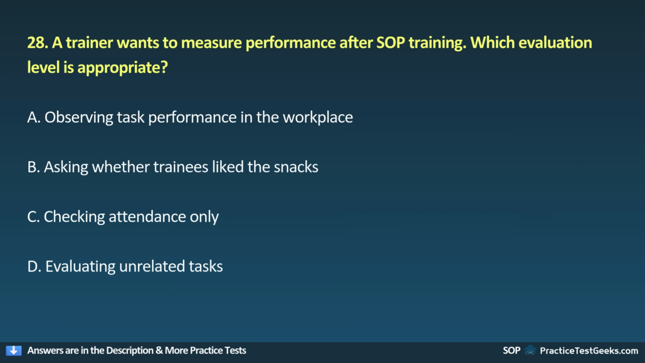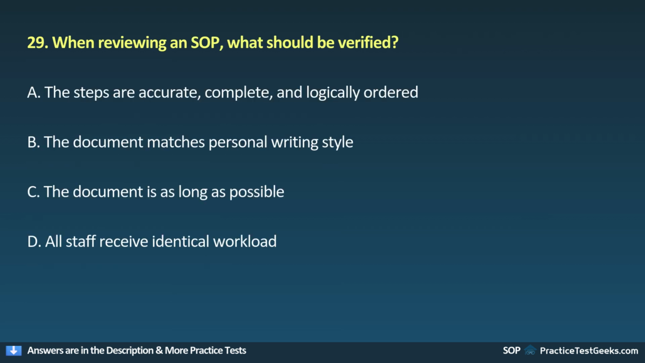A. Observing task performance in the workplace. B. Asking whether trainees like the snacks. C. Checking attendance only. D. Evaluating unrelated tasks. 29. When reviewing an SOP, what should be verified? A. The steps are accurate, complete, and logically ordered.